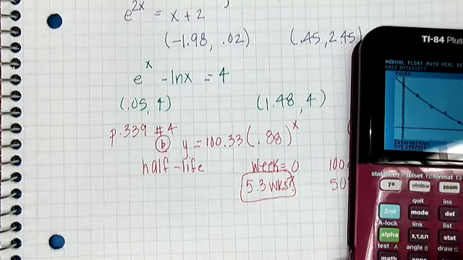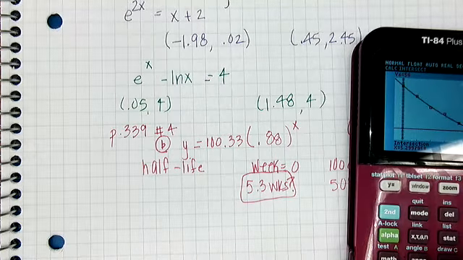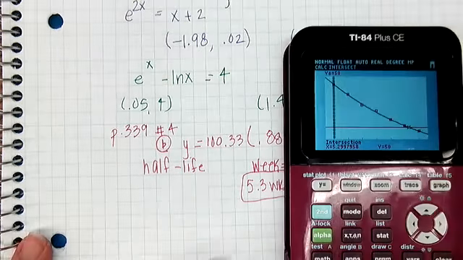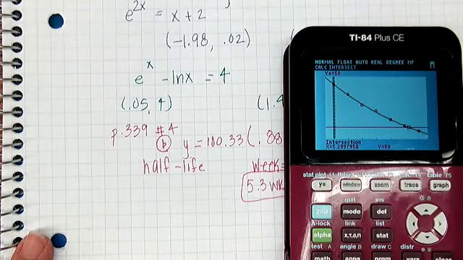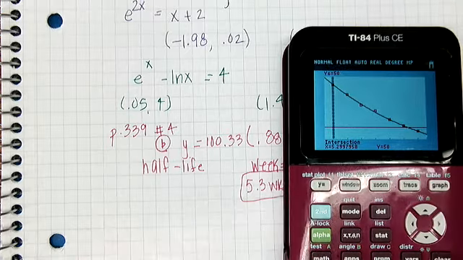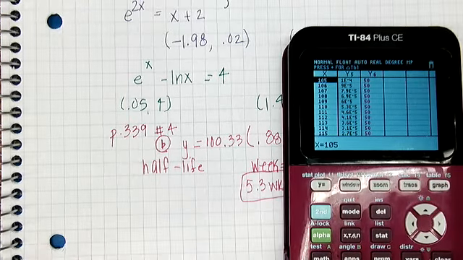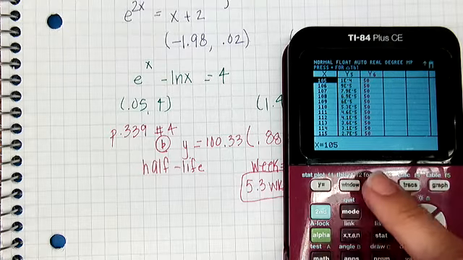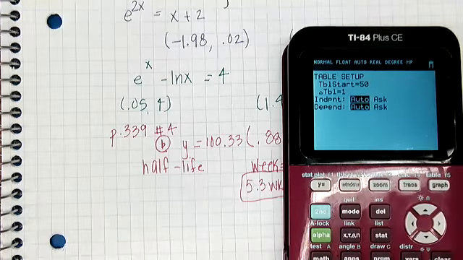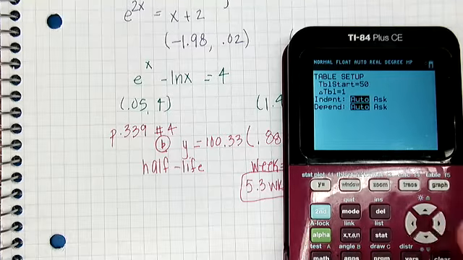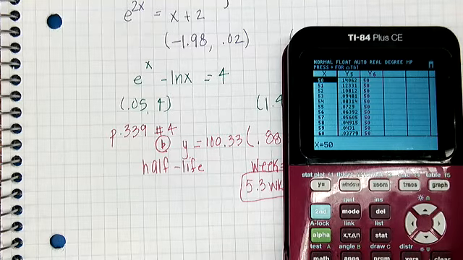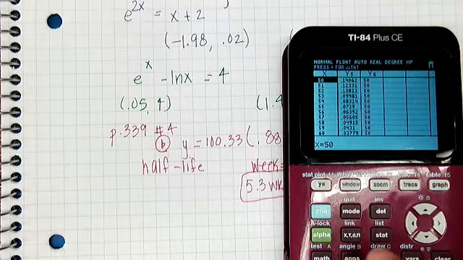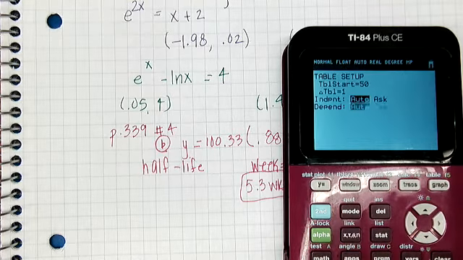Okay, what else did they ask us to find? How much radioactive material will be left after 50 weeks? Here's your table. My table's in a different place probably than yours. Second graph gives you the table. I'll do second window. Start at 50. And 0.14062. Again, there's a couple ways you can do this. I changed my table. So I did second window and I started at 50.